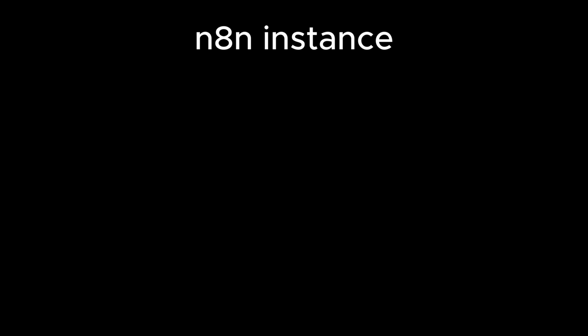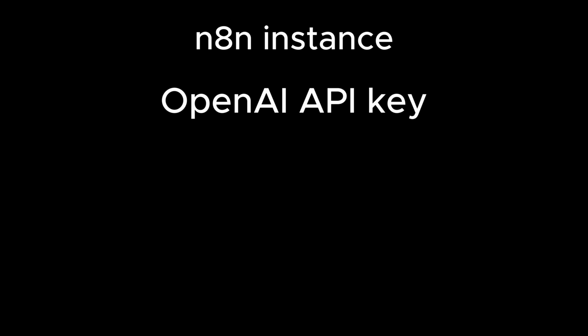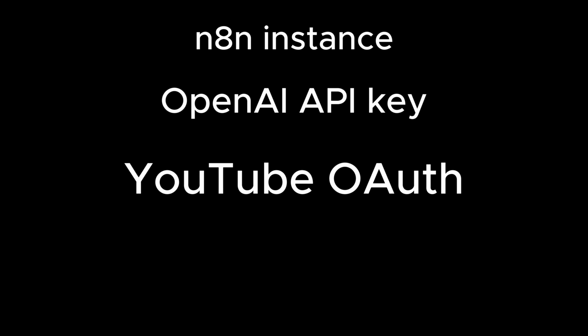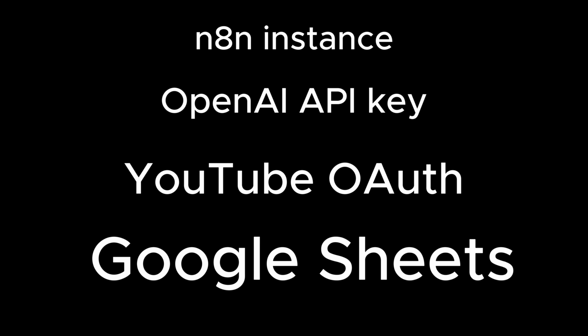What you need: an n8n instance, cloud or self-hosted. OpenAI API key with GPT-4 access. YouTube Auth connected to your channel. Google Sheets for logging. 5 minutes of configuration. That's it. No coding required unless you want to customize the prompts.